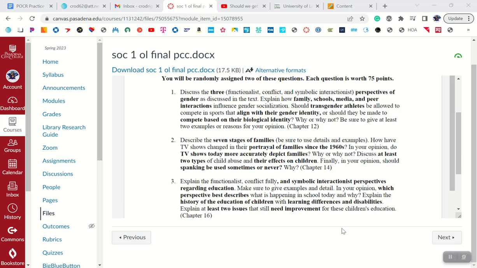Explain the history of the education of children with learning differences and disabilities. There's a really good section in the text that discusses the history of educating children with learning differences and disabilities. And no surprise, the U.S. didn't do a very good job early on. We're doing a better job. It's not perfect, though, today. Explain at least 2 issues that still need improvement for these children's education. And there are some examples of how we can do better, how we need to do better for these children outlined in the textbook. That is it.